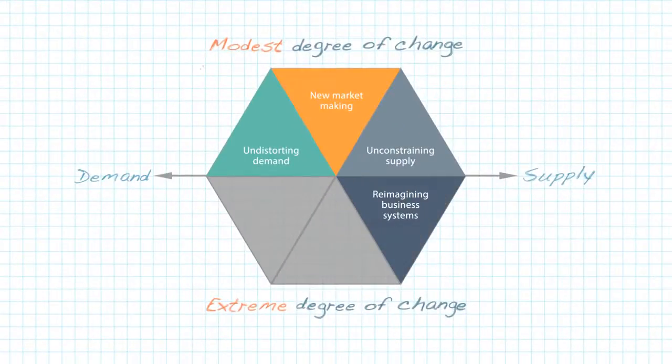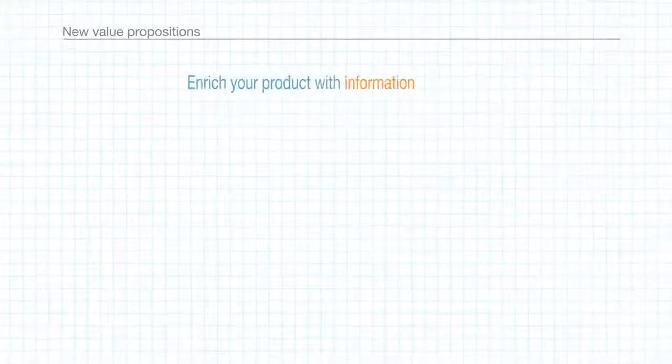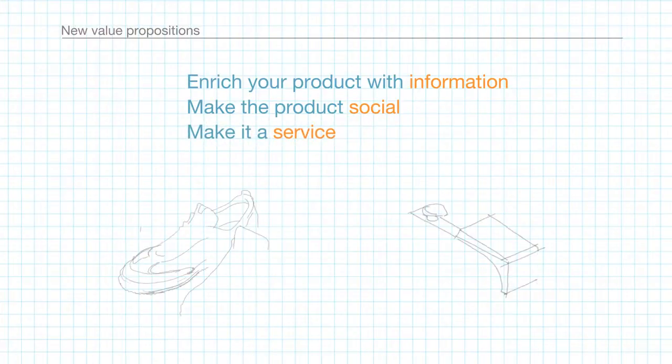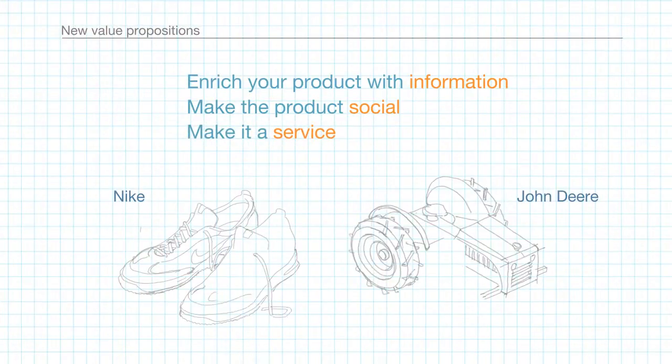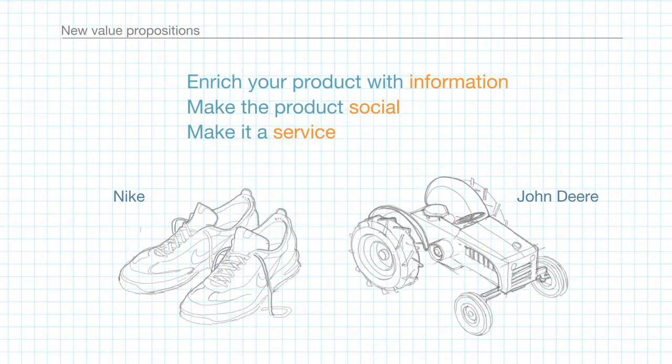I'm going to skip across to the left-hand side now and talk about new value propositions. This is about using digital technologies to fundamentally improve the value to the customer. For example, you can enrich your product with information. You can make the product social, or you can make it a service. For example, Nike and John Deere have very successfully attached digital, information-rich services to their physical products.